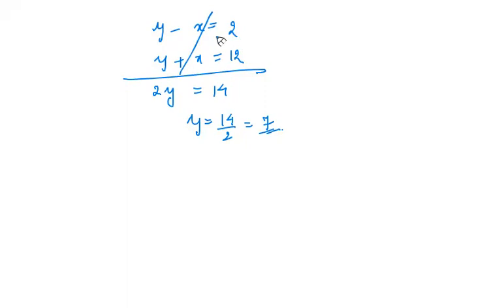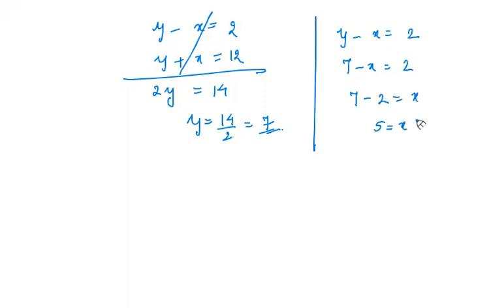Putting it in any of the equations, we can find the value of x. We have y minus x is 2, y is 7, so 7 minus x is 2. So 7 minus 2 is x, 5 is equal to x. x is 5, y is 7.